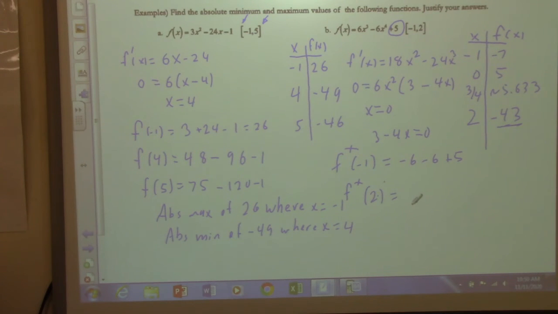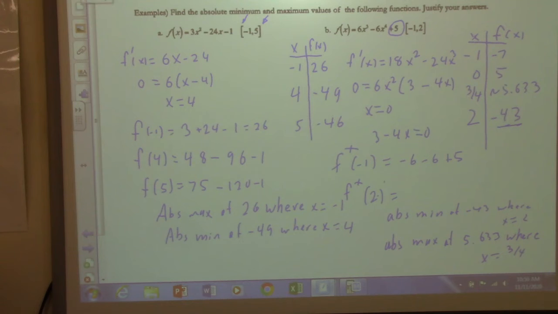So what is our answer for maximum and minimum? So absolute minimum of -43, where x equals 2. Maximum would be 5.633. So absolute max of approximately 5.633, where x equals 3/4.